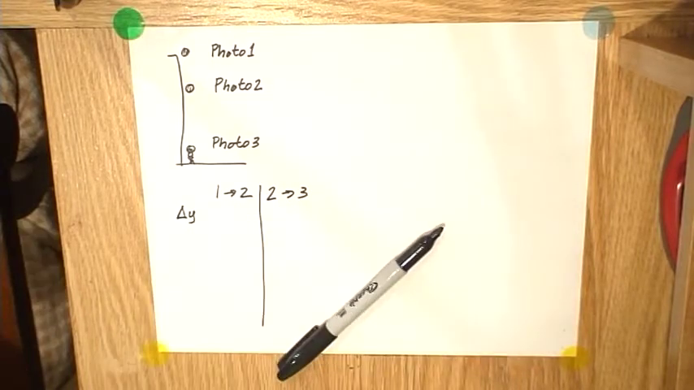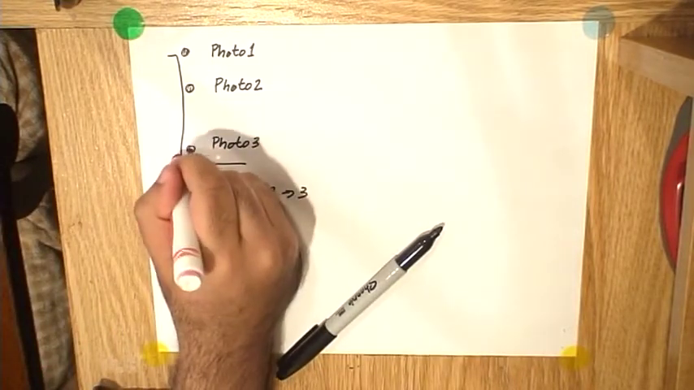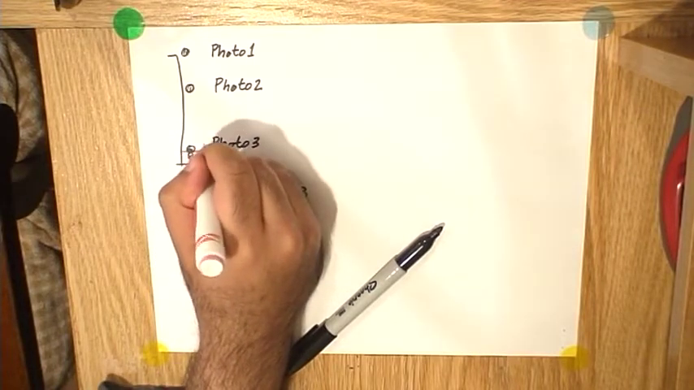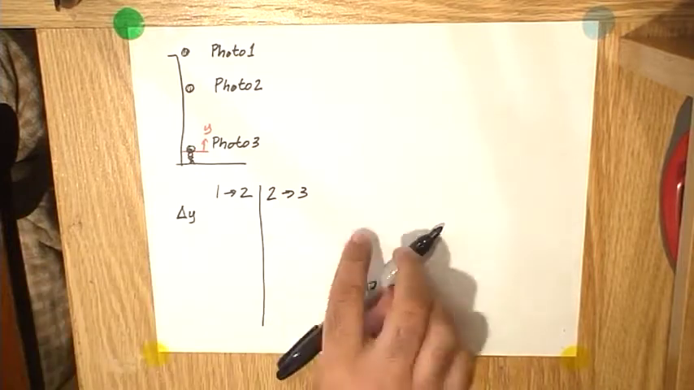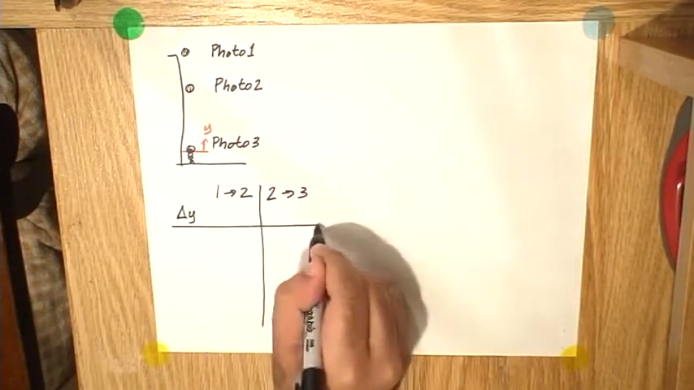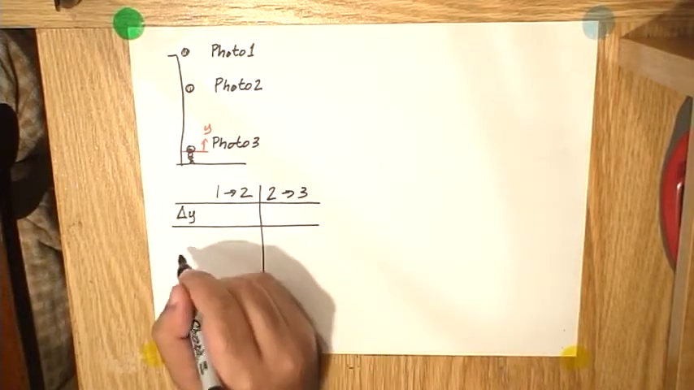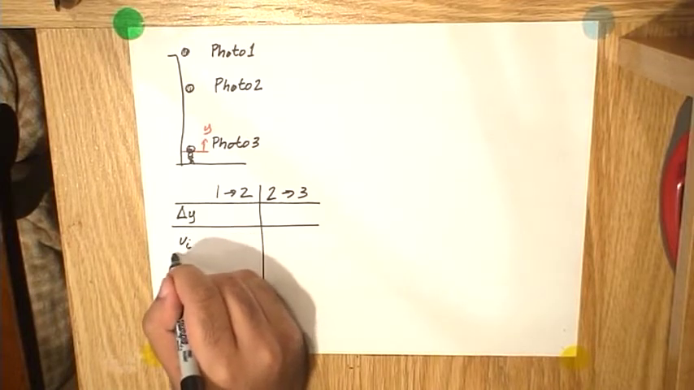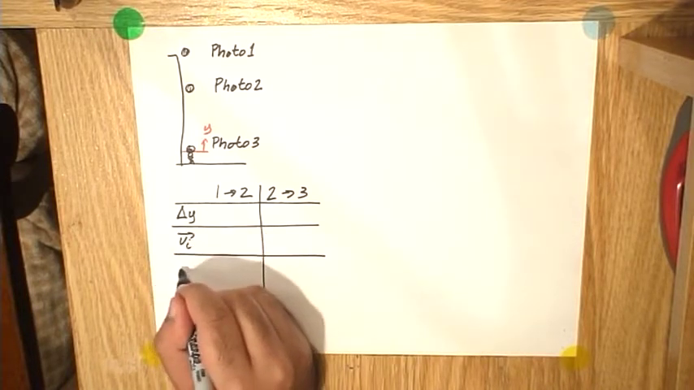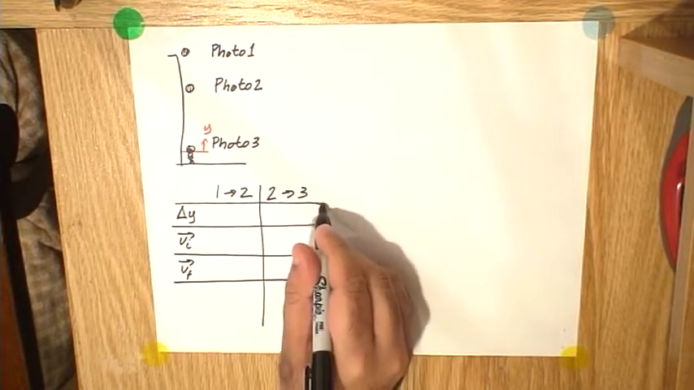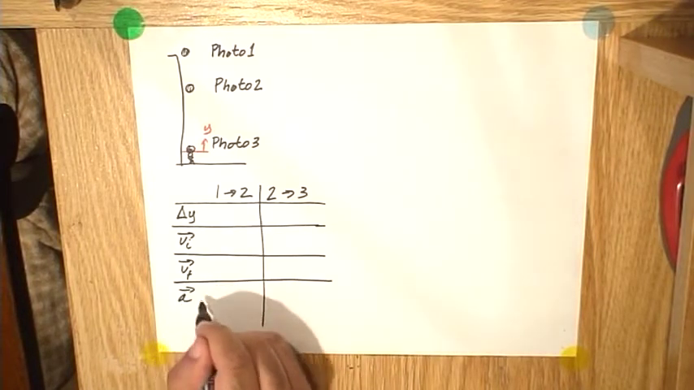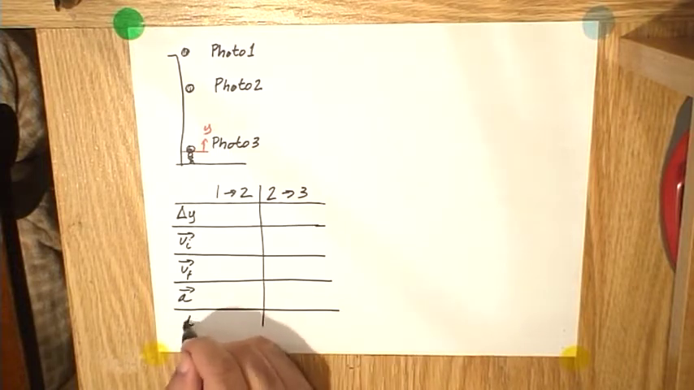I'm going to set the level of his head to be the origin, and I will set upwards as being positive y. So we have delta y, we have initial velocity, we have final velocity, we have acceleration, and we have time.